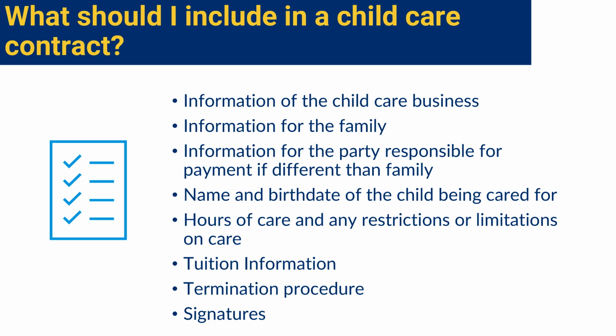of the services provided and responsibilities of both parties, such as names and contact information of the child care business, names and contact information for the family, names and contact information for the party responsible for payment, if different than family, name and birth date of the child being cared for, hours of care and any restrictions or limitations on care, for example, certain days of the week, maximum number of hours per day, names of any other fees charged, how they are incurred, and when due, for example, late payment fee or late pickup fee, tuition amounts, payment types accepted, and payment schedule, for example, weekly or monthly, termination procedure, and signatures of family member or party responsible for payment and the child care business.